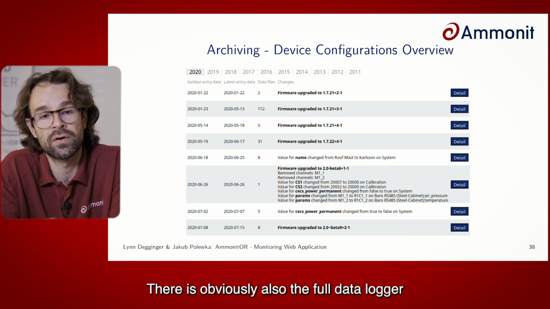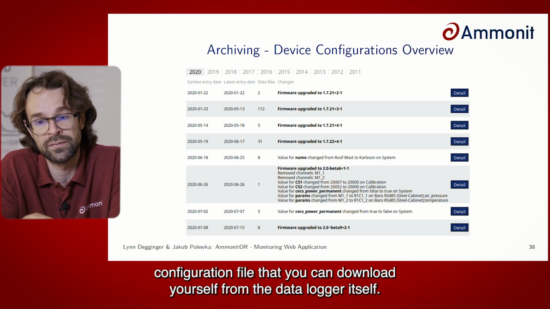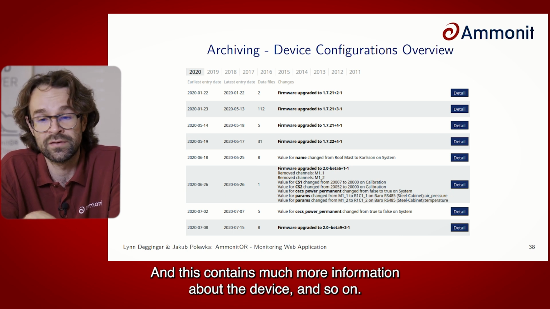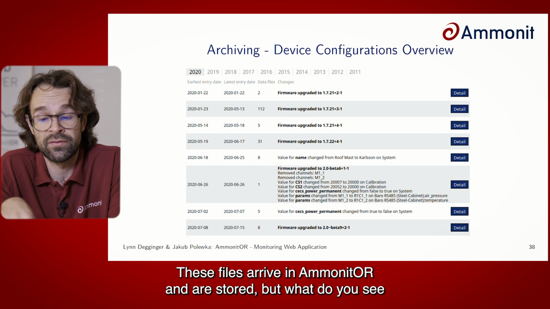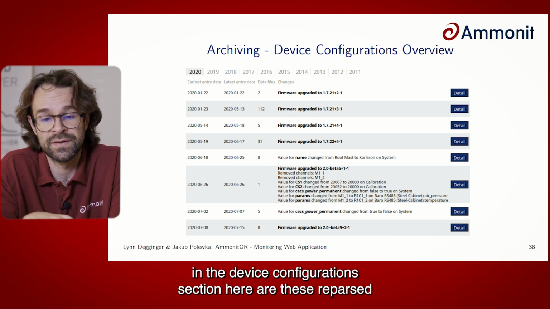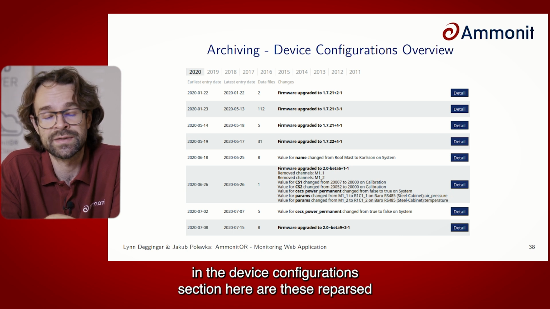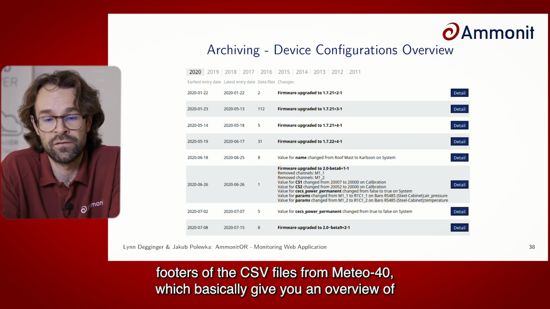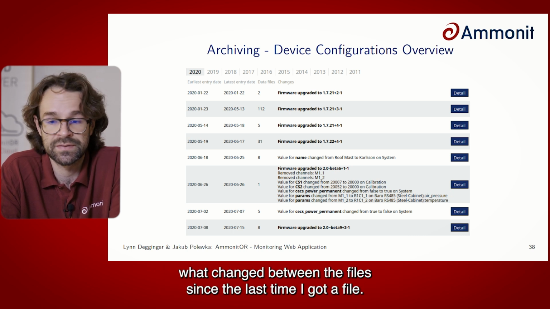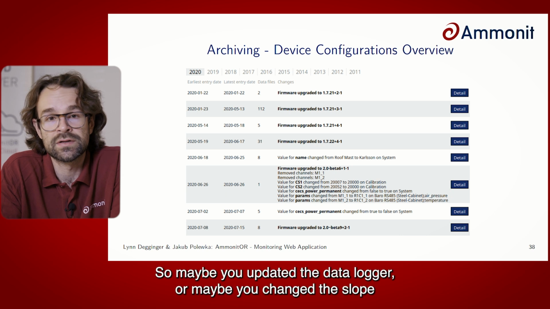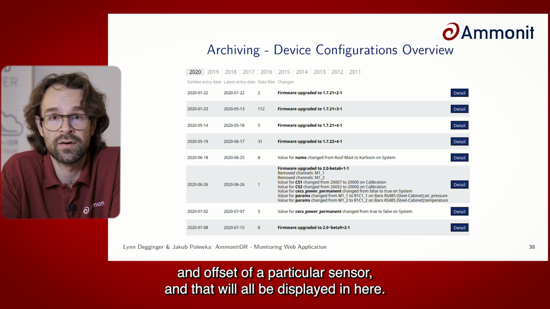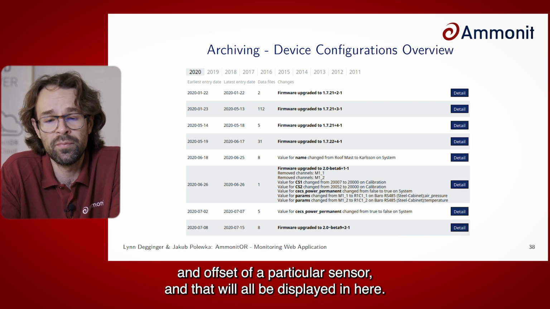There is obviously also the full logger configuration file that you can download yourself from the logger itself. And this contains much more information about the device and so on. These files arrive in AmmonitOR and are stored. But what you see in the device configurations section in here are these reparsed footers of the CSV files from Media 40, which basically give you an overview of what changed between the files since the last time I got the file. So maybe you updated a logger, or maybe you changed the slope and offset of a particular sensor. And that will all be displayed in here.